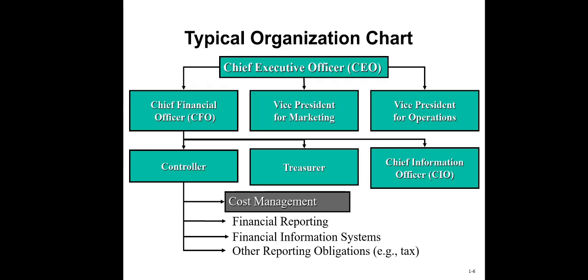Also, you have to be aware about the position or where a management accountant is working in an organization. So in an organization, particularly a profit oriented business, the organization chart is like this most of the time. The highest level manager is the chief executive officer, or we call them CEO. Under the chief executive officer, there are high level managers like chief financial officer, marketing officer or vice president for marketing, vice president for operation or management, operation manager, etc. So the focus is on the chief financial officer.